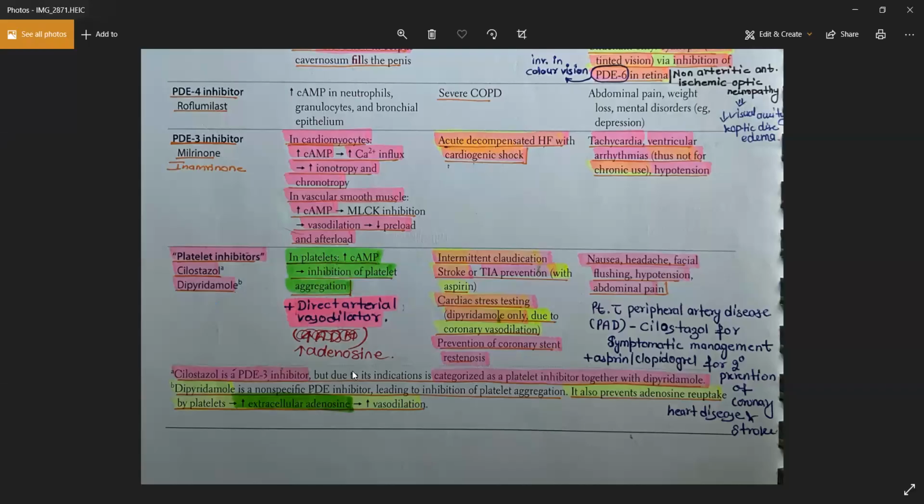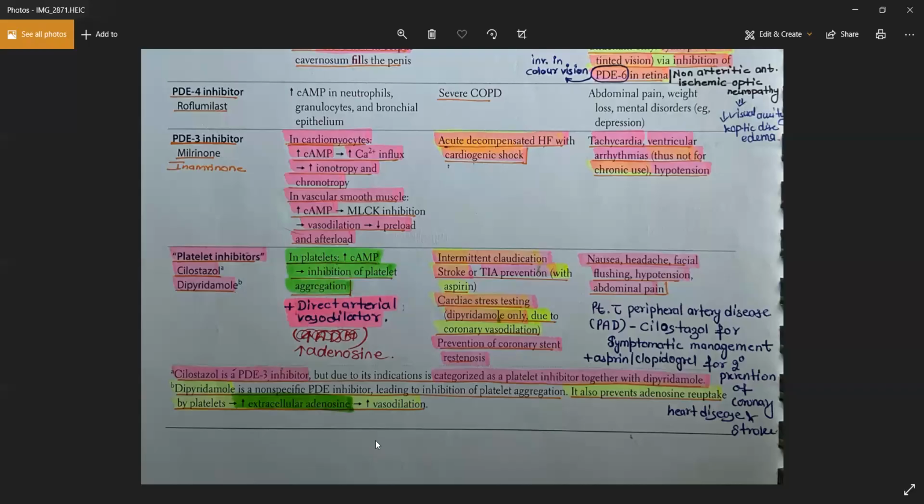So whenever you get a peripheral artery disease or atherosclerosis anywhere inside the body, like in the limbs, hands, and feet, you will always give the patient cilostazol for symptomatic management. And you also need to give the patient aspirin or clopidogrel to prevent secondary atherosclerosis formation in any other part of the body. That's why aspirin with dipyridamole.